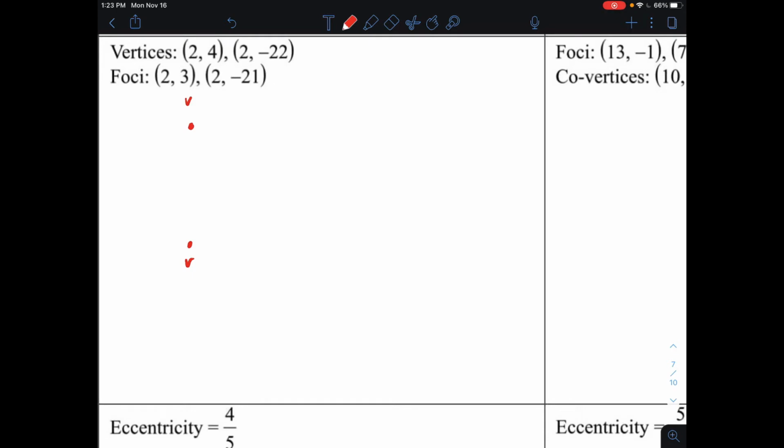If my vertices are stacked up and down, that means my general equation is going to be (x minus h) squared plus (y minus k) squared is equal to 1. And the orientation is going to be vertical, so y is going to get the bigger denominator and x is going to get the smaller one, because your orientation is in the direction of your two vertices. Now my center is going to be halfway in between those two vertices. So the center shares the x value of my vertices, which is 2. Now I've got to find the middle y number between 4 and negative 22.